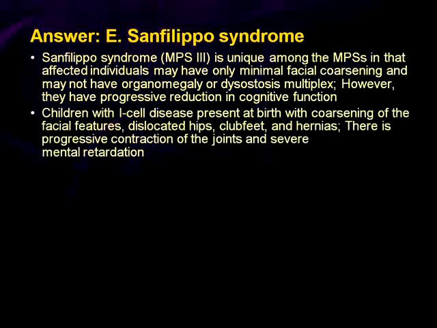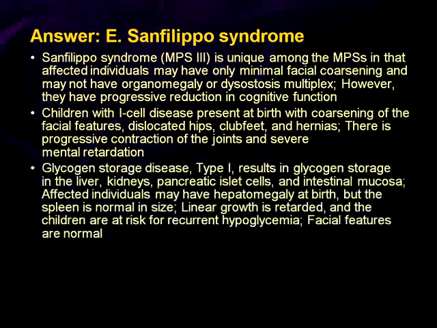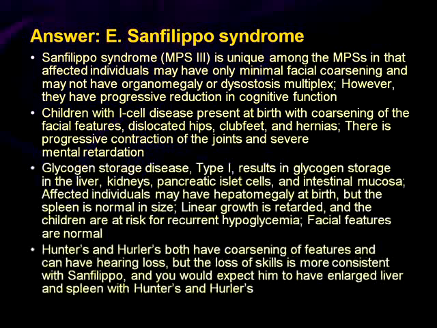I-cell disease presents at birth with coarsening of facial features, dislocated hips, club feet and hernias, progressive contraction of the joints, and severe mental retardation. GSD type 1 should present with hypoglycemia. And Hunters or Hurlers both have the coarsening of features, and you would see an enlarged liver.